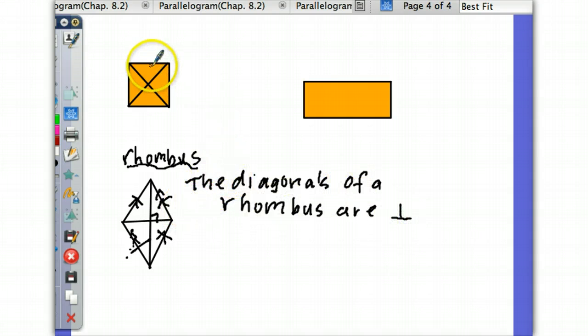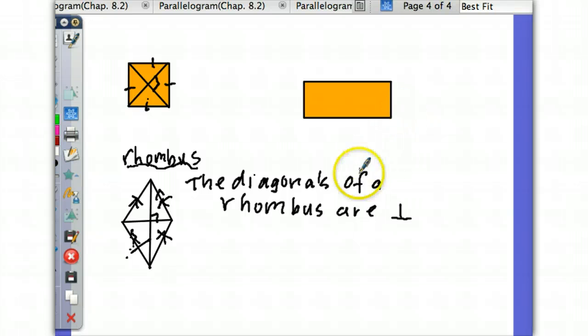Let me ask you this. Do you think every square would be a rhombus? Yes. Definitely, because every square has got four sides equal, right? A rhombus is a parallelogram with four sides equal, so every square is a rhombus. But would every rhombus be a square? No, because a rhombus could have angles which are different than 90 degrees. A square has all 90-degree angles. So with a square, we would have the diagonals being perpendicular as well.